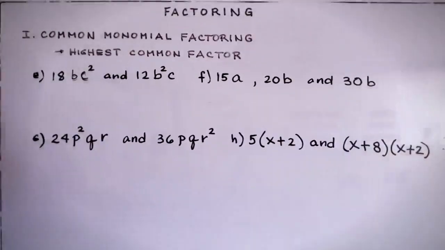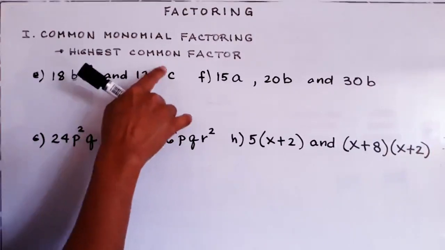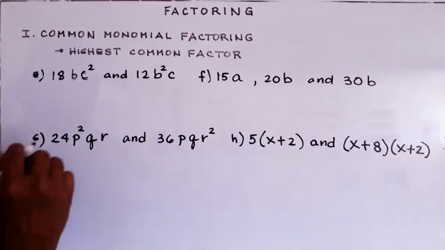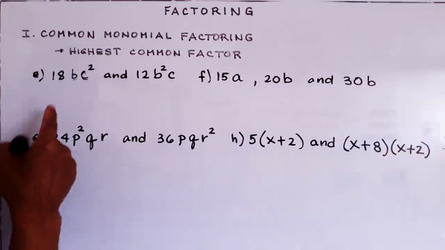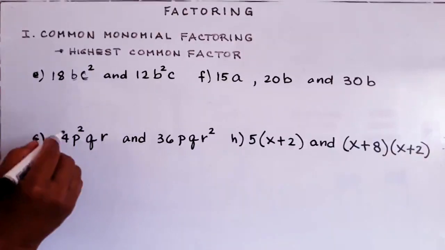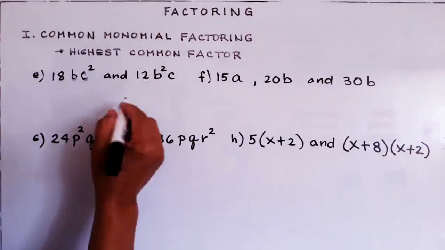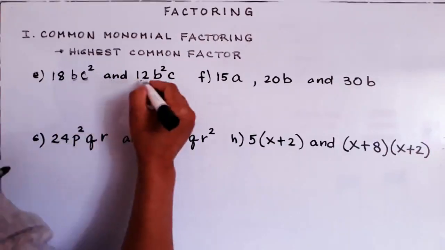Okay, we have letter E now. We have 18bc squared and 12b squared c. So start from the smaller number, and the smaller number is 12. This one is 18. So we know they are both even numbers. So we can extract some number there because they are both even numbers.